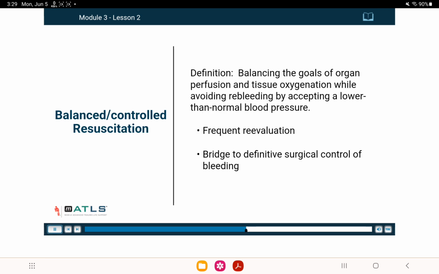In penetrating trauma with hemorrhage, delaying aggressive fluid resuscitation until definitive control of hemorrhage is achieved may prevent additional bleeding. Balancing the goal of organ perfusion and tissue oxygenation with avoiding rebleeding by accepting a lower than normal blood pressure has been termed controlled resuscitation or balanced resuscitation. This strategy may be a bridge to, but is not a substitute for, definitive surgical control of bleeding.